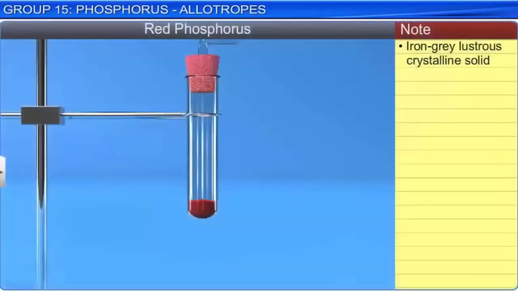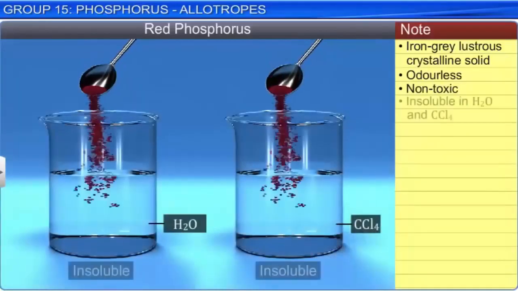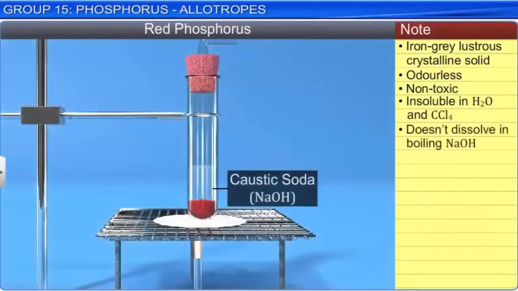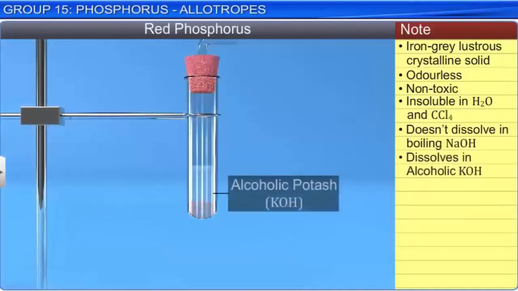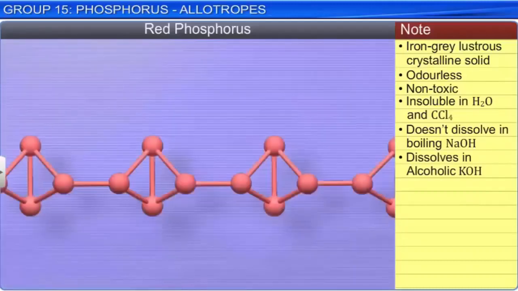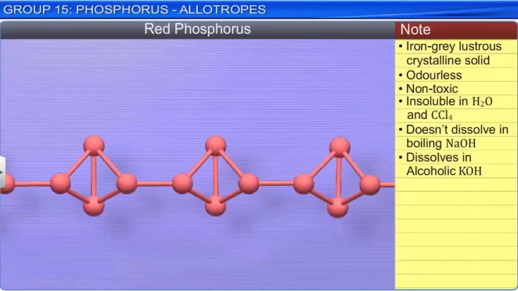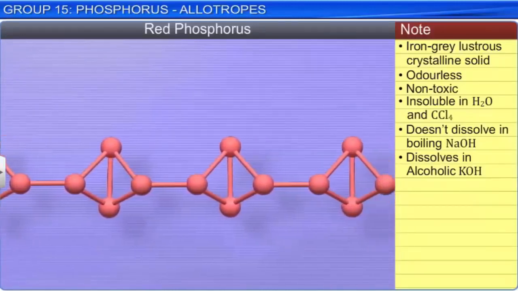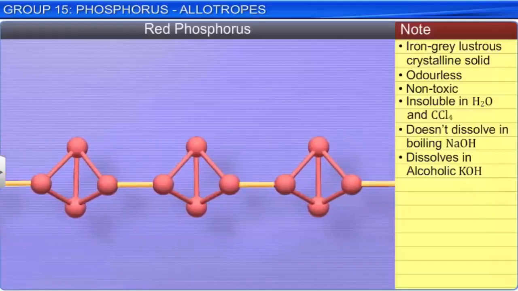Red phosphorus is an iron-grey, lustrous crystalline solid that is odorless, non-toxic, and insoluble in water as well as in carbon tetrachloride. It doesn't dissolve in boiling caustic soda, but dissolves in alcoholic potash. It exists as a polymeric solid. It means that red phosphorus consists of a chain of P4 units that are linked together by single covalent bonds.